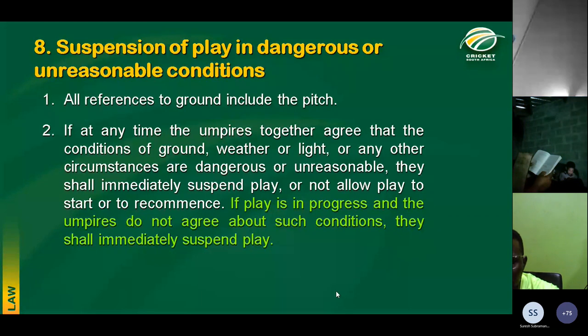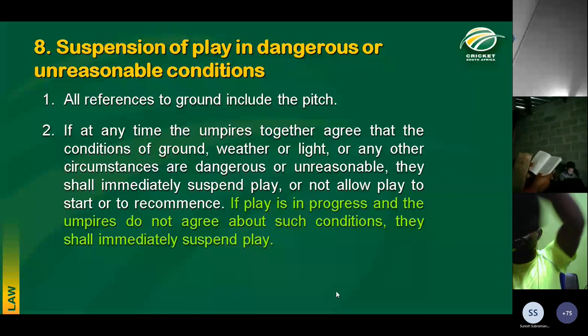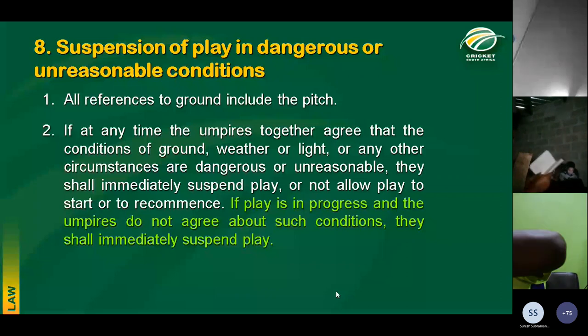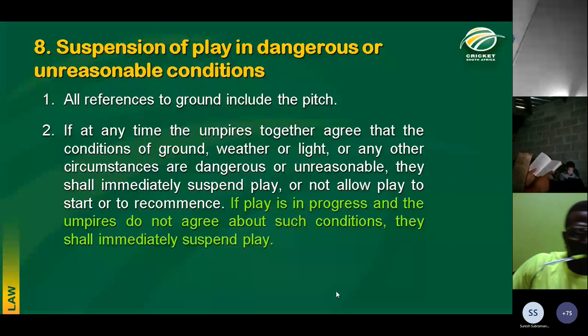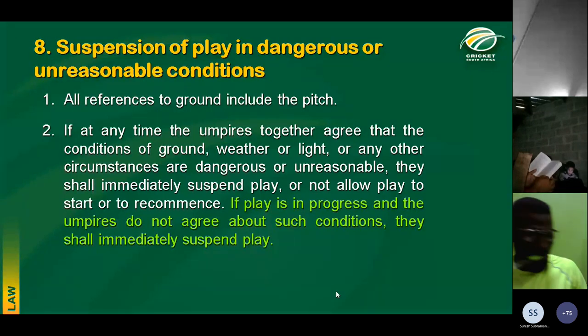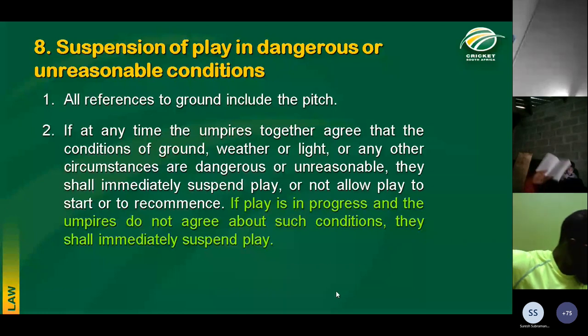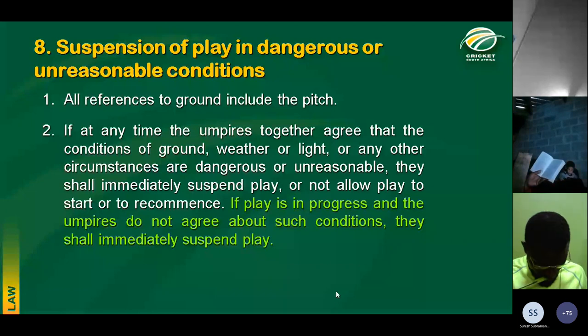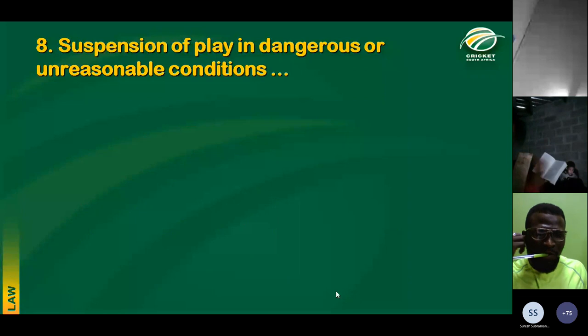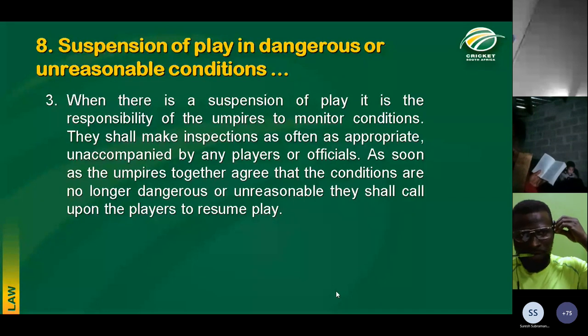So what this means is, let's say you're on the field of play and there is lightning imminent, and one umpire feels, no, I think the lightning is still kilometers away, and the other umpire feels, I think this lightning is close. The law tells us if there's a disagreement, you need to leave the field immediately. Both umpires need to agree to stay on the field. If there's no agreement, according to the law, play shall be suspended immediately. So now the two umpires have decided to suspend play.